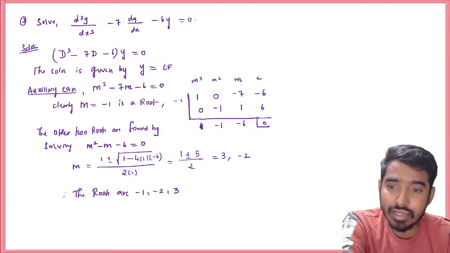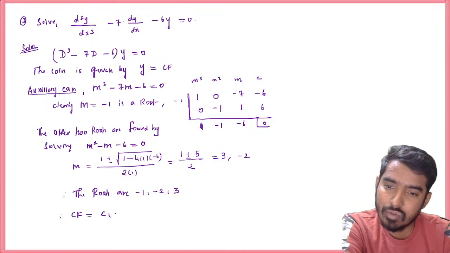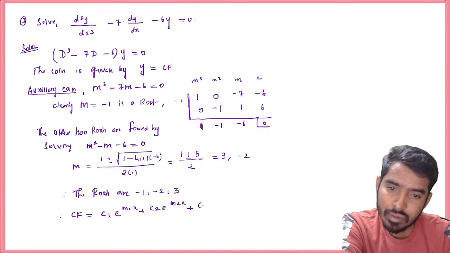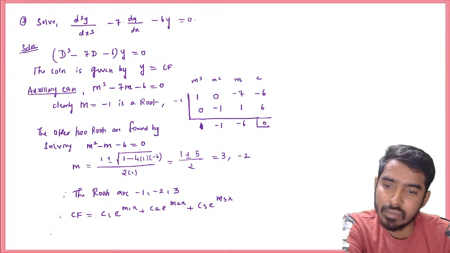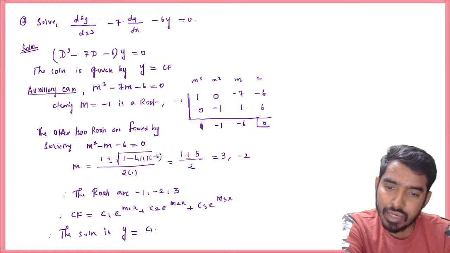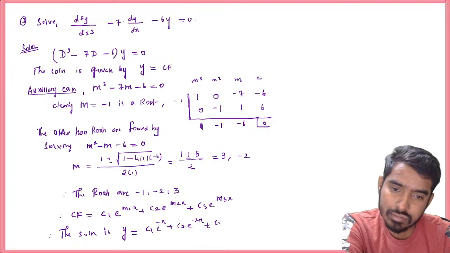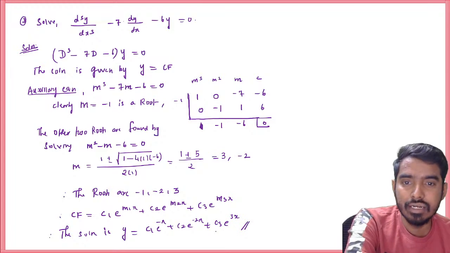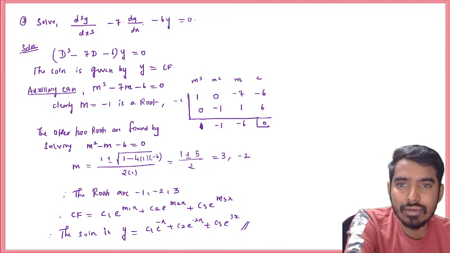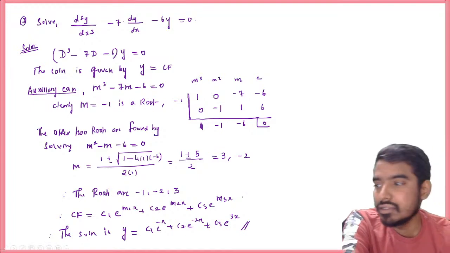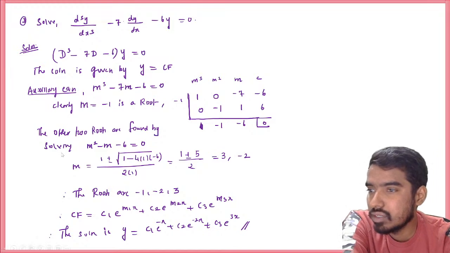All are distinct. Therefore, the complementary function is given by c1 e power m1x, c2 e power m2x, c3 e power m3x. Therefore, the solution is y equal to the complementary function. So m1 is minus x, m2 is minus 2x, m3 is 3x. This is the required solution. That is, if you put this y here, that will satisfy this equation, depending upon the values of c1, c2, c3. Right? So we'll move on to the third problem.